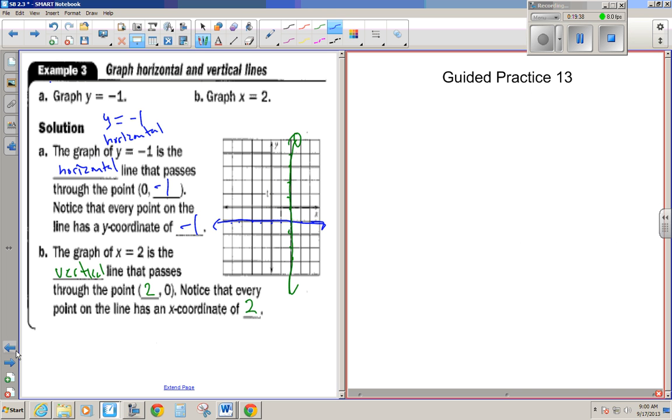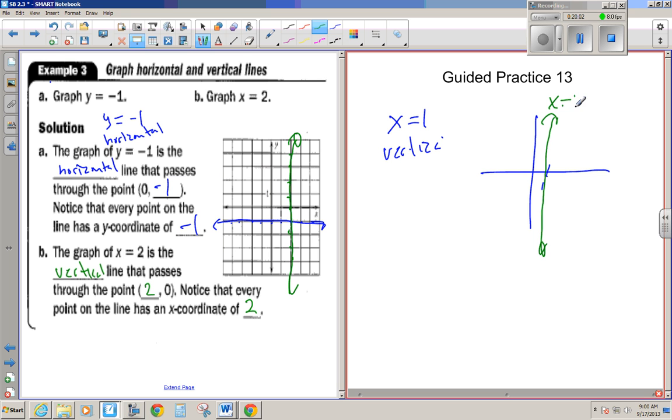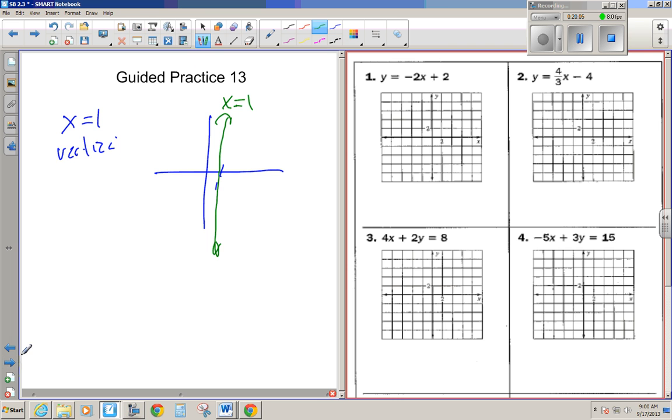Okay, looks like we're almost done. We'll keep it under 25 again. Guided practice 13 says to graph x equals 1. Well, x equals 1. There's a bunch of v's here for vertical through 1. So it's just a vertical line through 1. Every point on here, x is equal to 1. It doesn't matter what the y is. X is always 1.